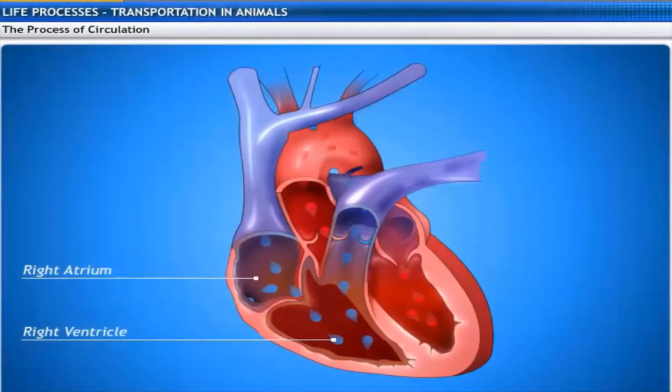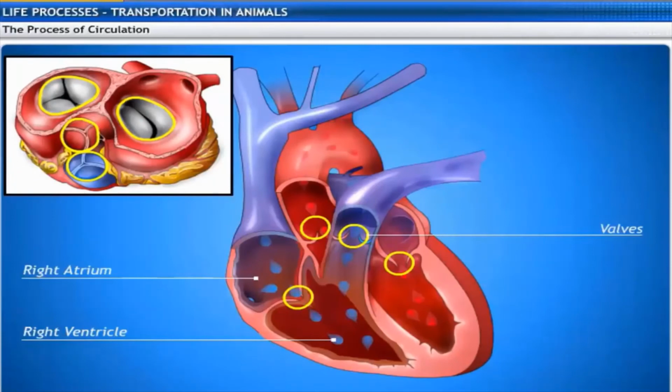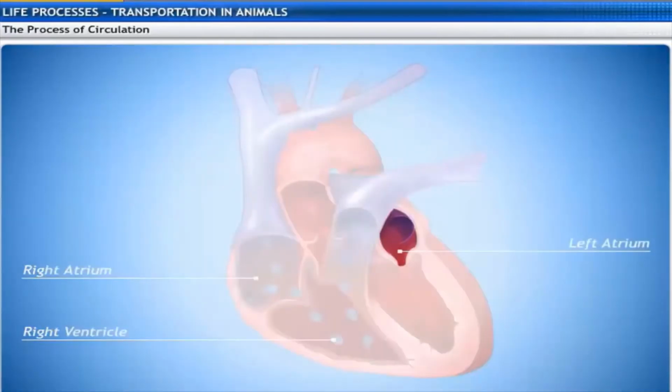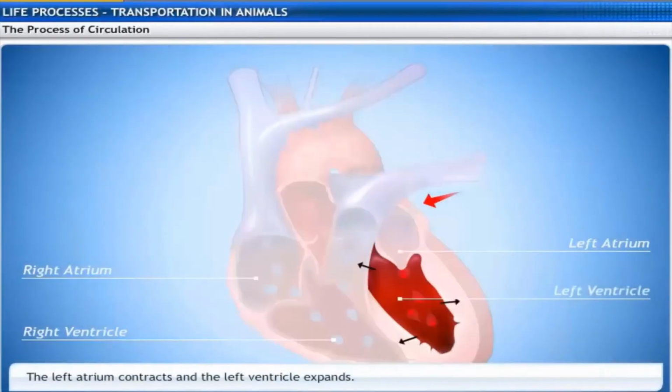Since ventricles have to pump blood into various organs, their walls are thicker and more muscular than those of the atria. Valves present in the ventricles and atria ensure that blood does not flow backwards during contraction or expansion. Blood is oxygenated in the lungs and is carried back into the left atrium of the heart. The left atrium relaxes when it is collecting the blood from the lungs. It then contracts while the left ventricle expands so that the blood is transferred to it.